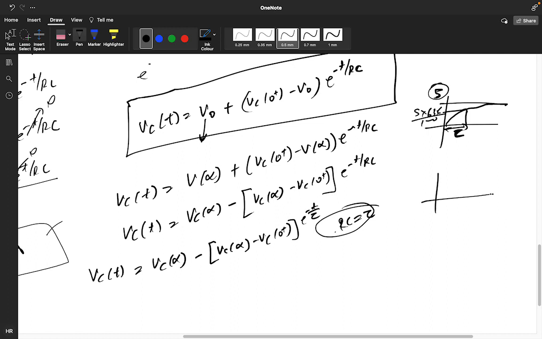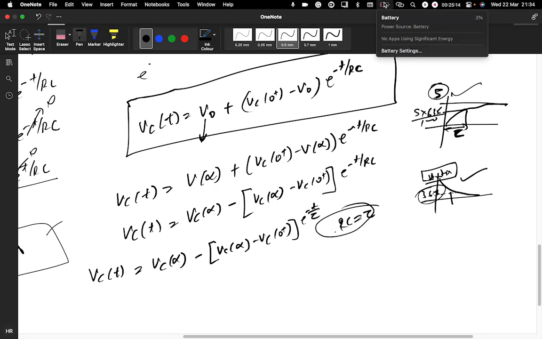And for discharging, at what time it will reach 36.8% of the initial value. So in discharging you have to say the initial value, and for charging you have to say the final value. Is this clear? If it is clear, then we go for the numericals.